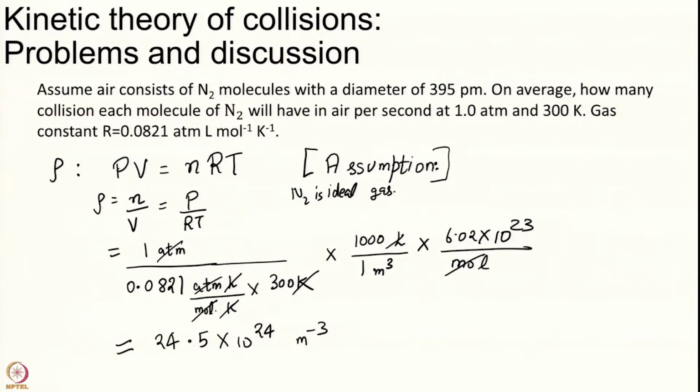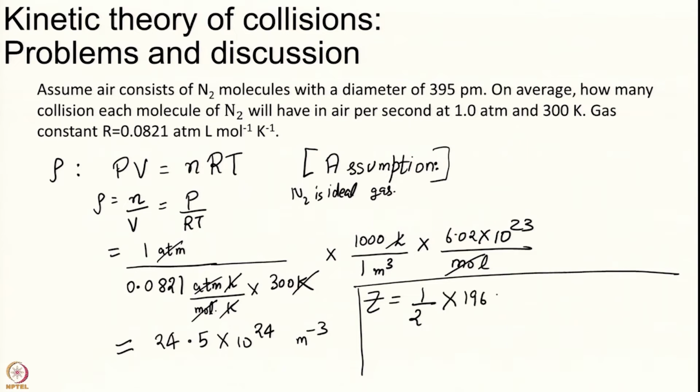Sorry, I still have to find the final answer, which is now easy. So, finally, the collision rate is half into sigma, which we found to be 196 into 10 to the power of minus 20 meter square, into thermal speed, which we found to be 677 meter per second, into rho, which we found equal to 24.5 into 10 to the power of 24 1 over meter cube.